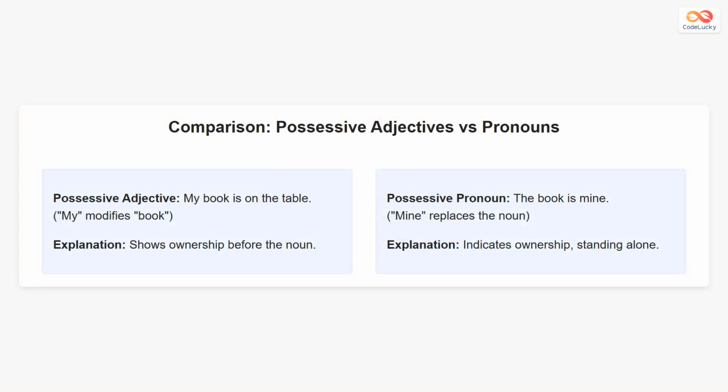Possessive adjectives and possessive pronouns both show ownership, but they are used differently. Possessive adjectives come before a noun, like in my book, where my describes book. Possessive pronouns replace the noun, as in the book is mine, where mine stands for my book. Knowing the difference makes your English more accurate.